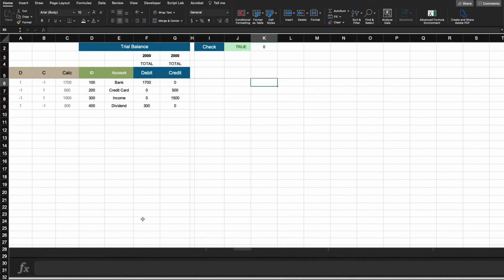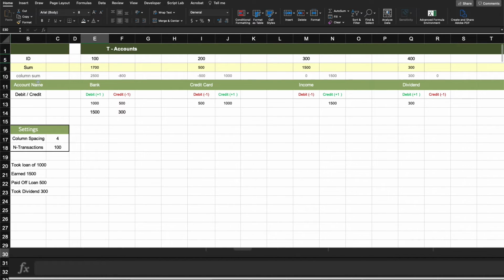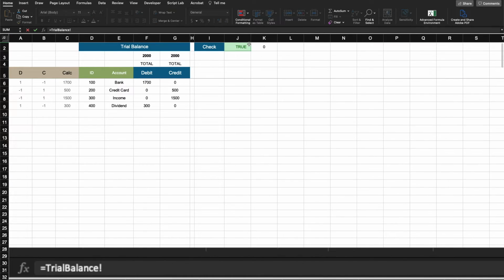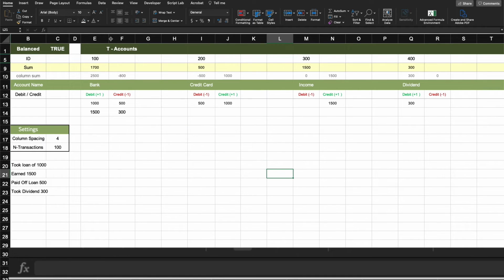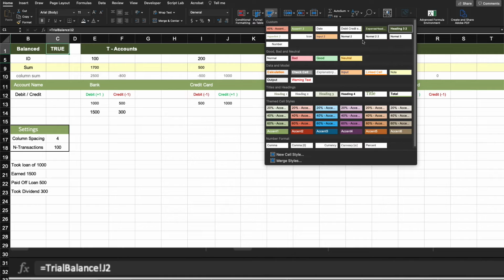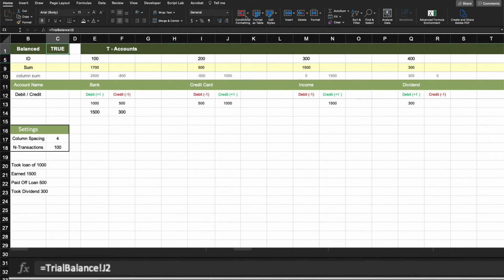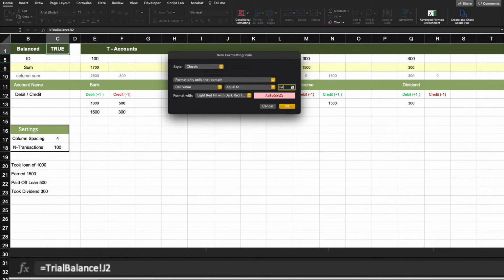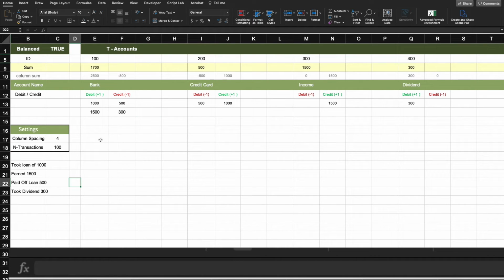Now we can go back into our trial account here, and maybe say is balanced, and then we can just copy our trial balance flag. That way when we enter entries we would know if this amount is true, and we can do some conditional formatting here saying, okay, if it's equal to false, just make it red. Okay, so let's just throw one more thing. If we just enter a 100 entry anywhere, which will create an imbalance, we know that we created an imbalance.